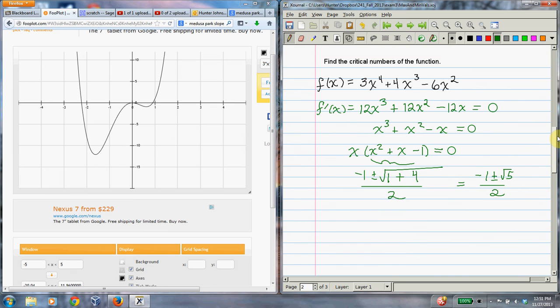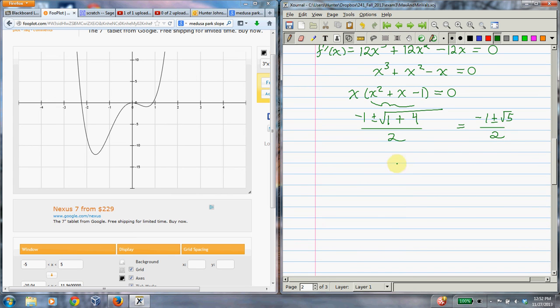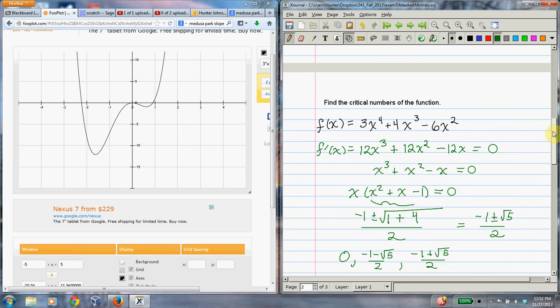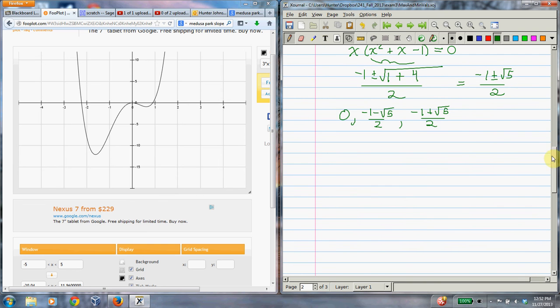And great, so these are really two critical numbers. The critical numbers are these two together with 0. So let me just write them all: 0, minus 1 minus square root of 5 over 2, and minus 1 plus square root of 5 over 2. Those are the three critical numbers. Great, so that part's done.